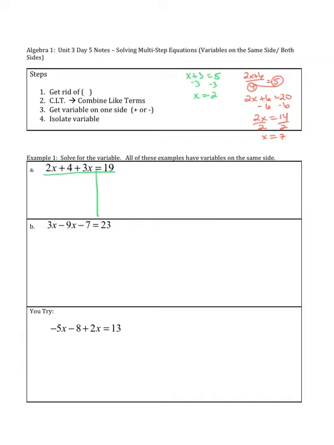So look at this equation in A. See how we have a 2x and a 3x? We put them together, they become 5x. And we still have plus 4 equals 19. So we combined our like terms.